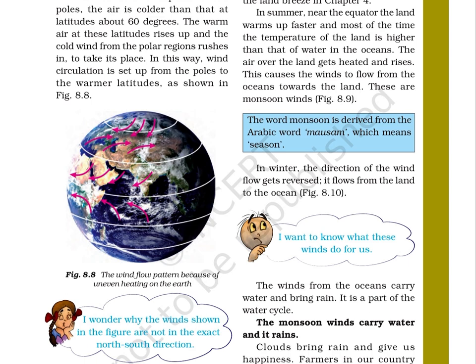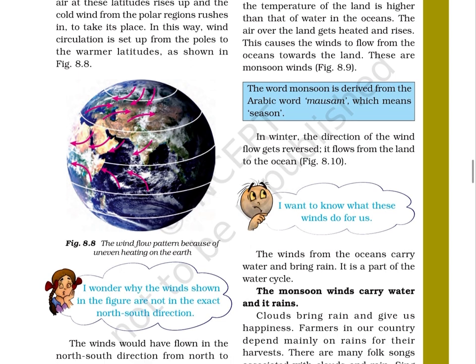This can be observed in Figure 8.10. There's a thought bubble under this, and a picture of Bojo is next to it. I want to know what these winds do for us. The winds from the ocean carry water and bring rain. It is part of the water cycle. The monsoon winds carry water and it rains.